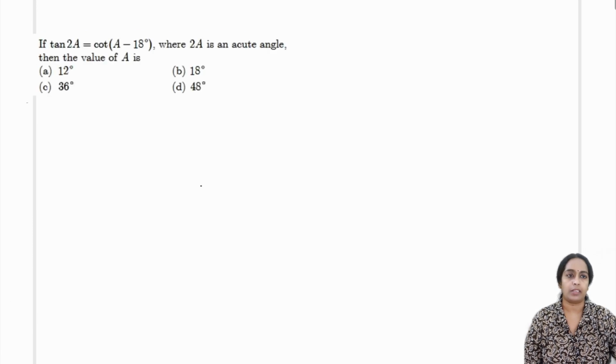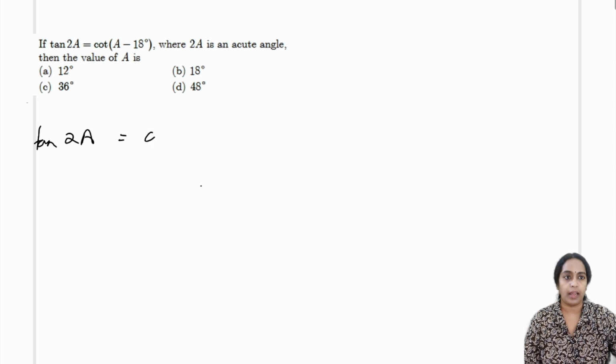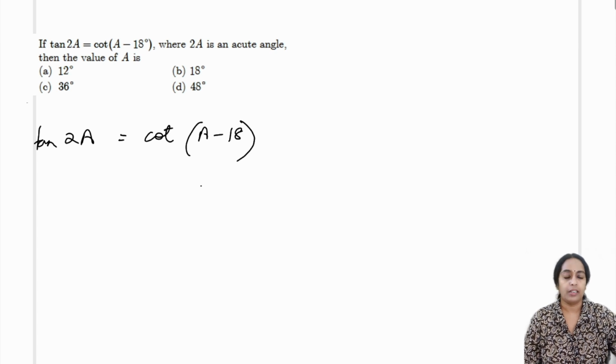The next question is tan 2a equals cot of a minus 18, where 2a is an acute angle. Then the value of a is asked in the question. So tan 2a equals cot of a minus 18 degrees. So tan is in the left hand side, cot is in the right hand side. So we definitely need to change the cot to tan.